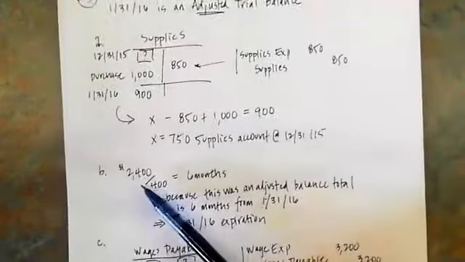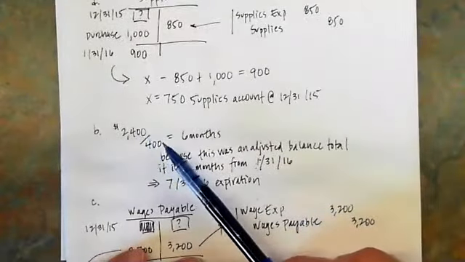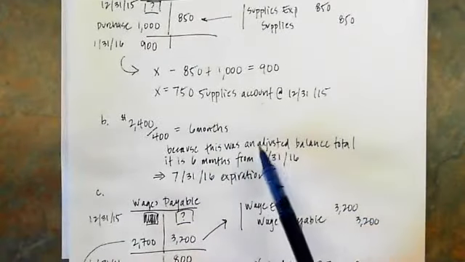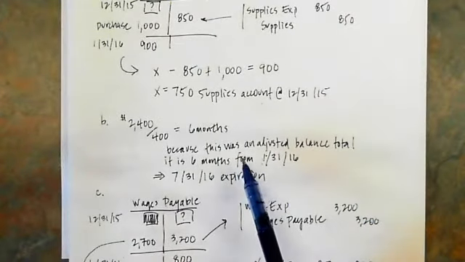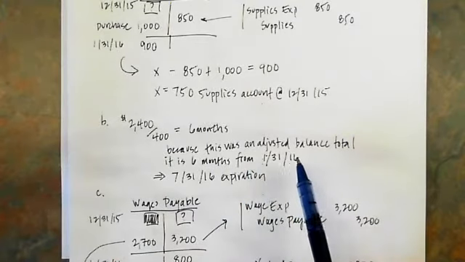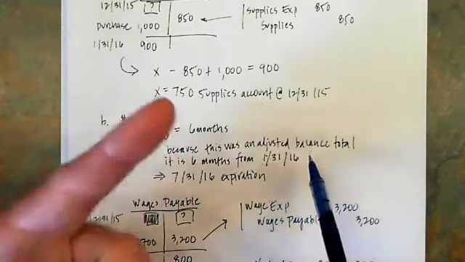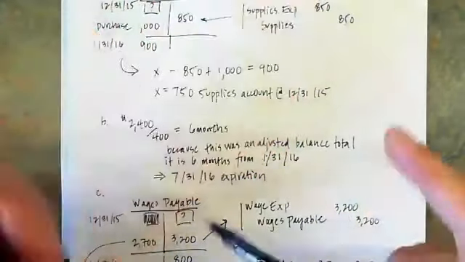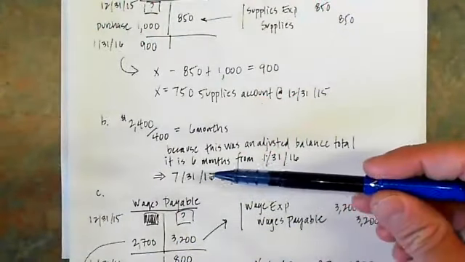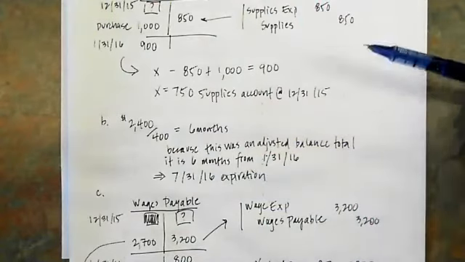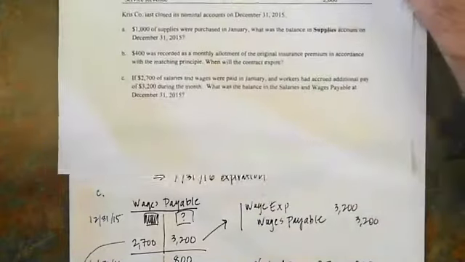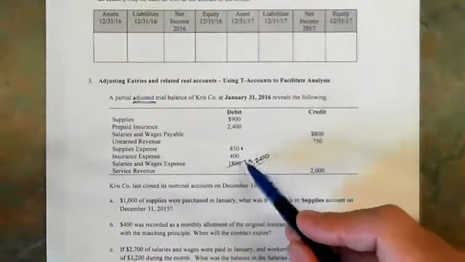Well, you take the $2,400 that's remaining, divided by 400, that gives you the 6-month time period that's remaining. And again, because this is an adjusted trial balance, it's 6 months from the end of January. And again, count on your fingers just to be careful. All of February, all of March, all of April, all of May, all of June, all of July. So that means July 31st, 2016 is the expiration date.